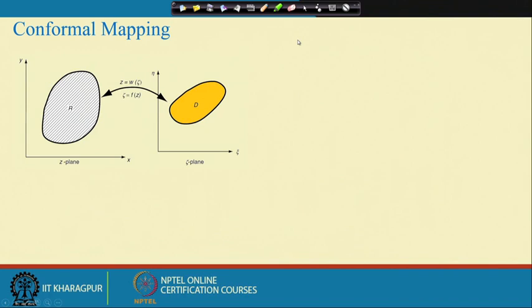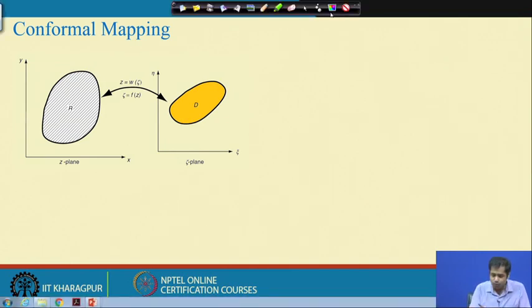Now, we have to write all the equations that we derived: the stress equations, the displacement equations, and also the traction vector. All these equations that we derived in terms of the complex variable z, now z will be replaced by the map, and we have to rewrite those equations in terms of that map. Let us do that. So, z is equal to W of zeta, that is the map we have.